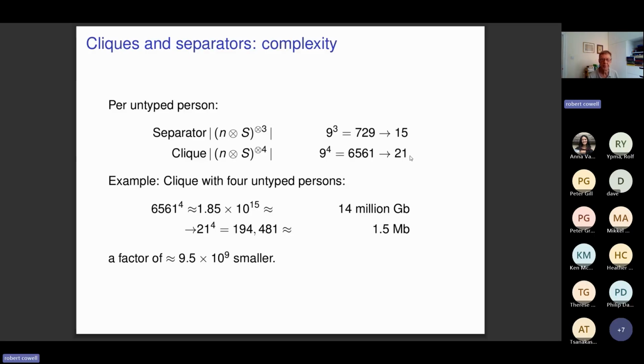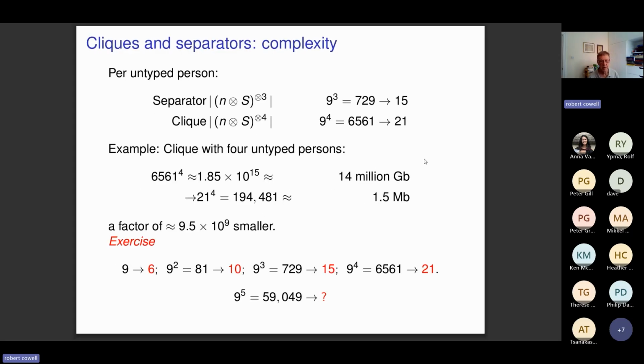That's a huge reduction. So we take a clique with 4 untyped persons. That'll be this number to the power 4. This is almost 10 to the power 16. So to put it in context, to store that on your computer, you'll need about 14 million gigabytes of RAM. On the other hand, 21 to the 4th is only slightly less than 200,000, and requires just 1.5 megabytes of data. So because of this significant reduction, we're able to extend the model to both forward and double reverse stutters. And you can see by the small numbers here that we could possibly go even further.